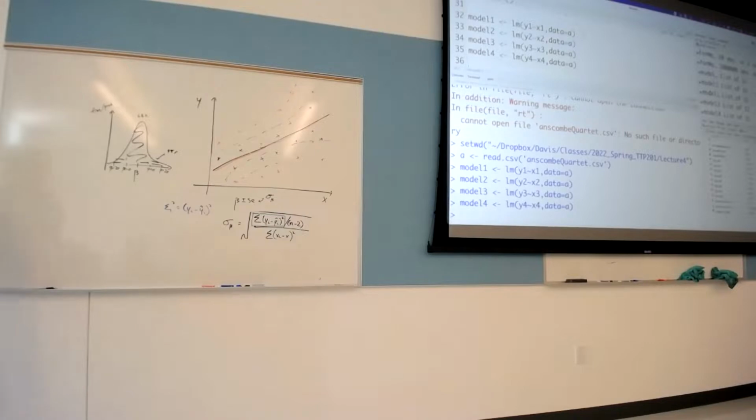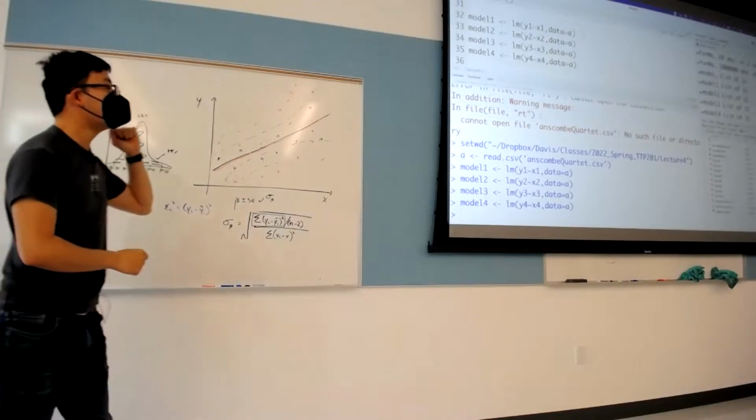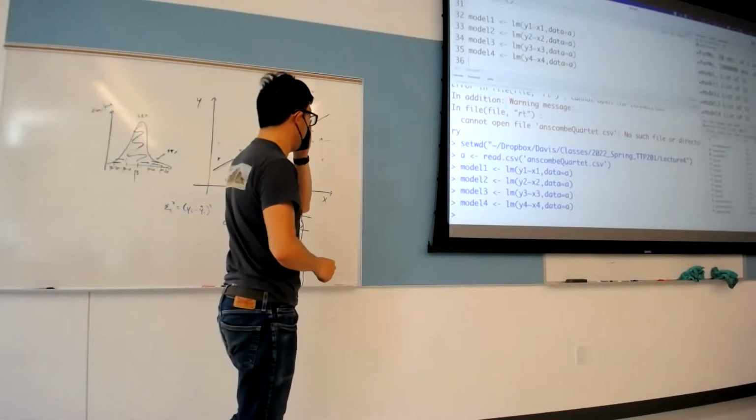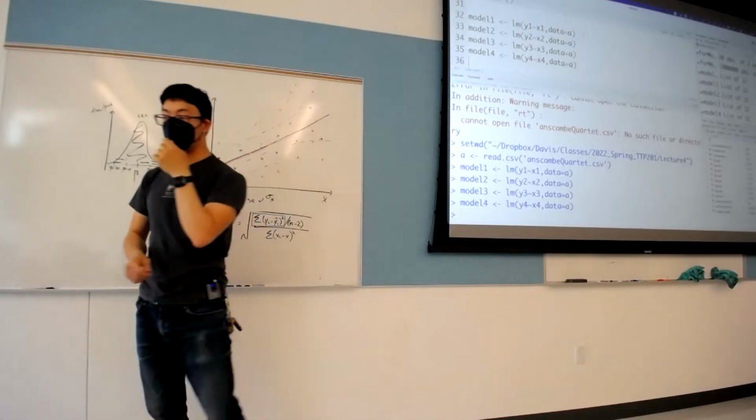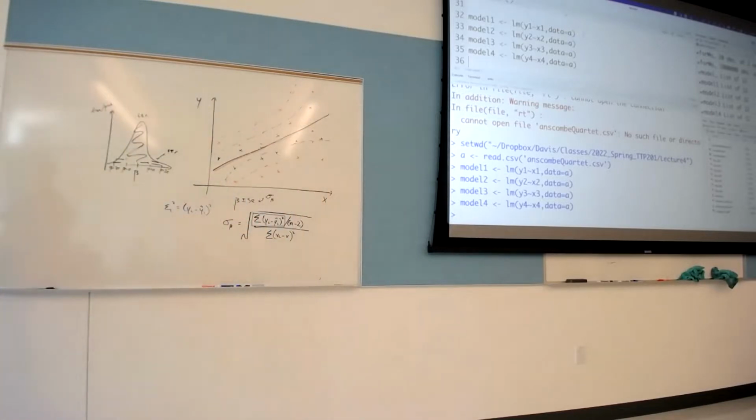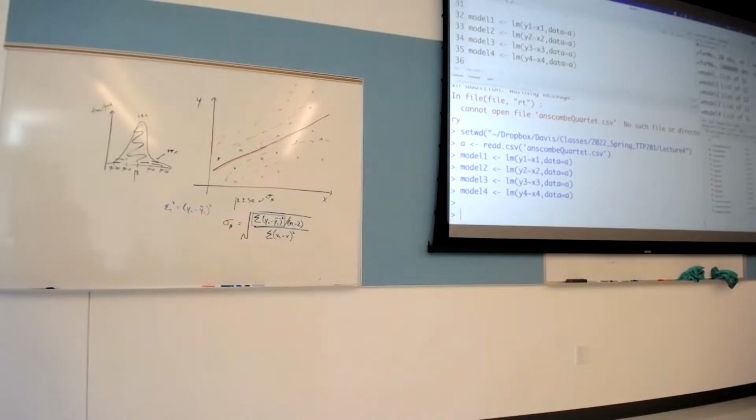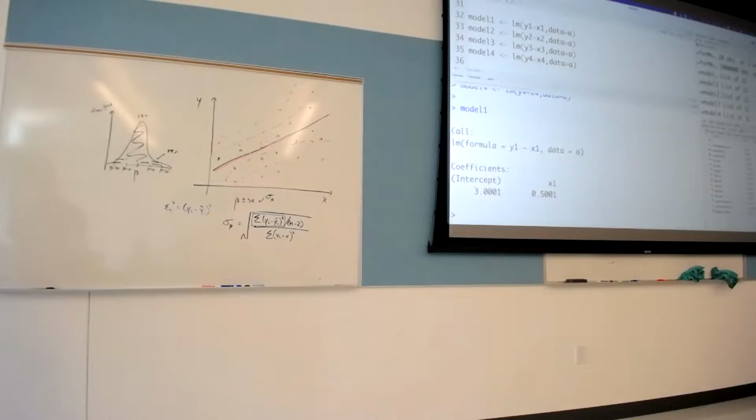Okay, as I was saying, there is a well-known data set called the Anscombe quartet. Let's take a look at this. I'm not going to show you the data yet, but I want us to diagnose these models on the basis of things that we've talked about already.